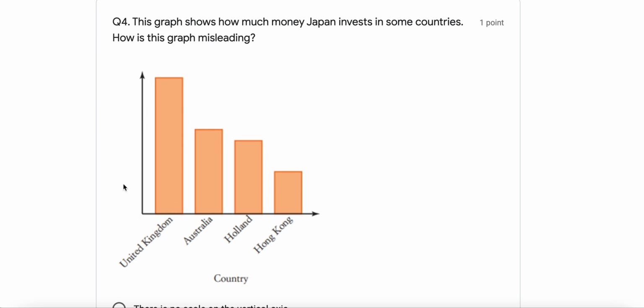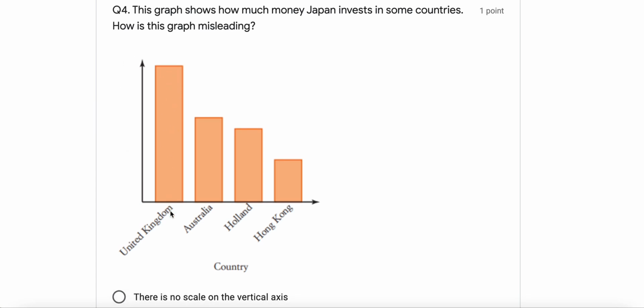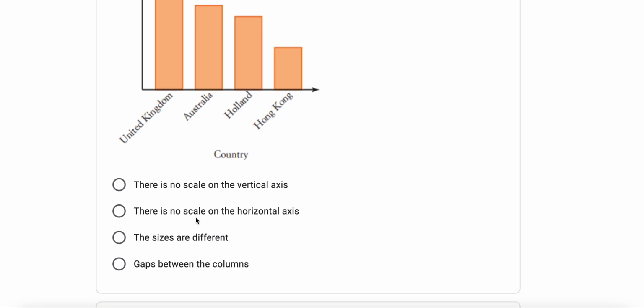If it represents billions of dollars, then that's a pretty massive, really significant change. So we need to know exactly how much money this represents. So we need a y-axis, but there's no scale on the vertical axis.